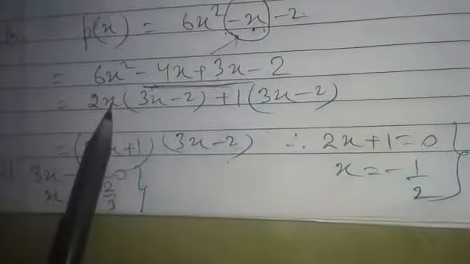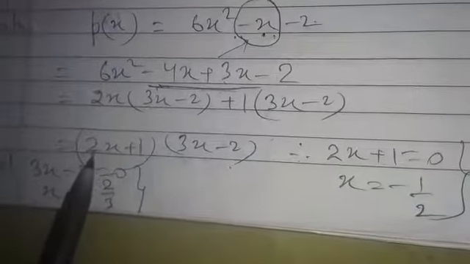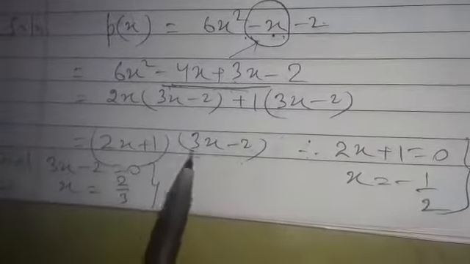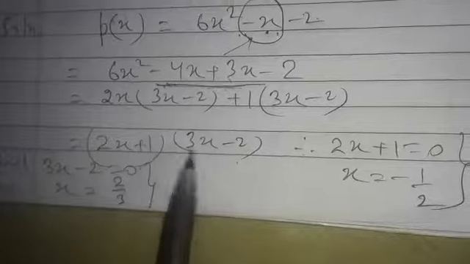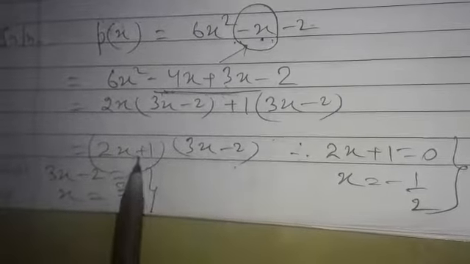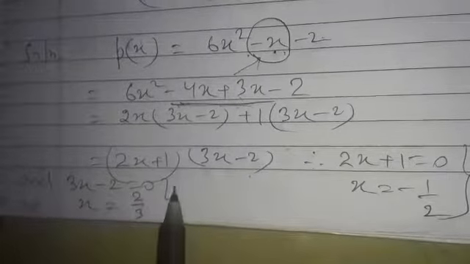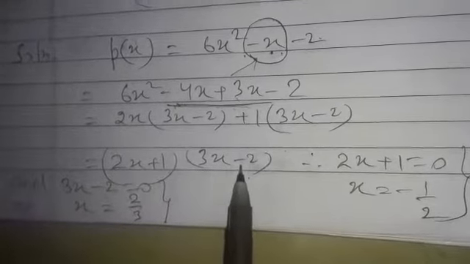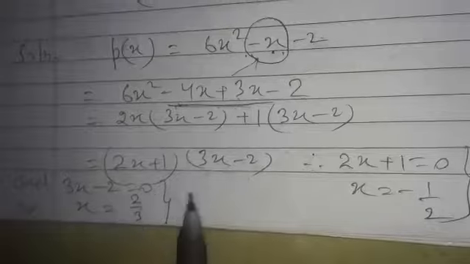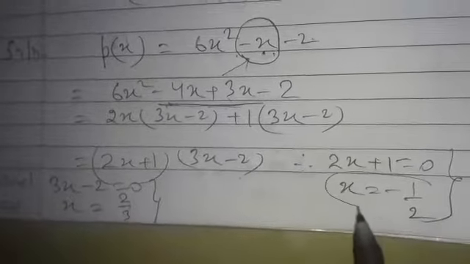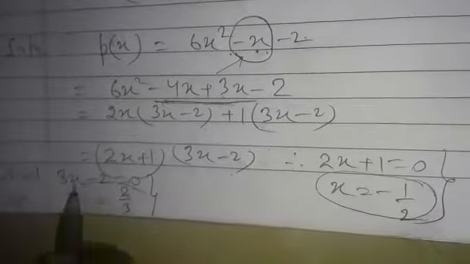Therefore we get the factorized form of these numbers as 2x plus 1 and 3x minus 2. Now we will equate them for zeros. 2x plus 1 will be equal to 0, and then 3x minus 2 will be equated to 0, which will give us the value x is equal to minus 1 by 2 and x is equal to 2 by 3.